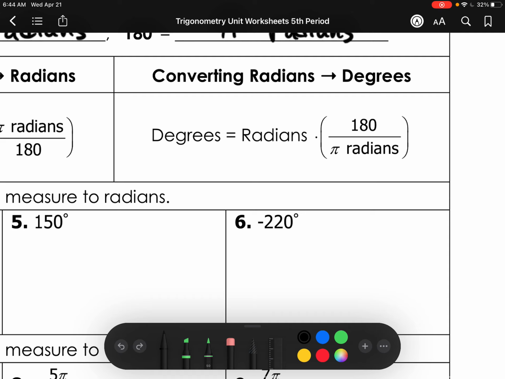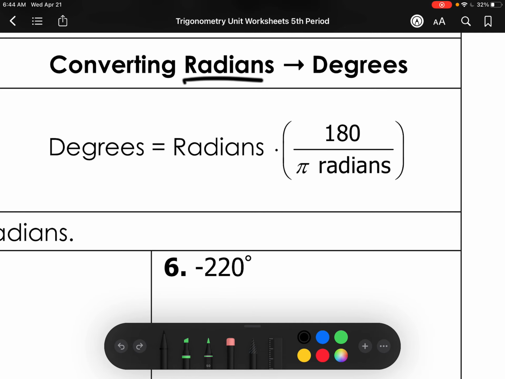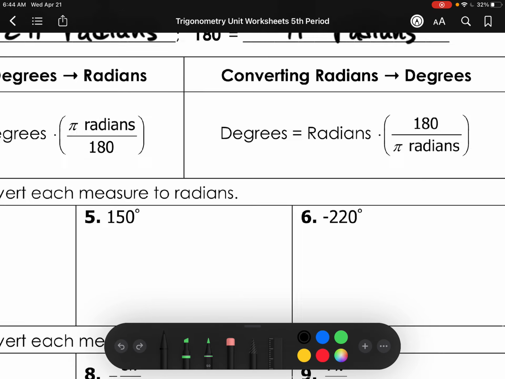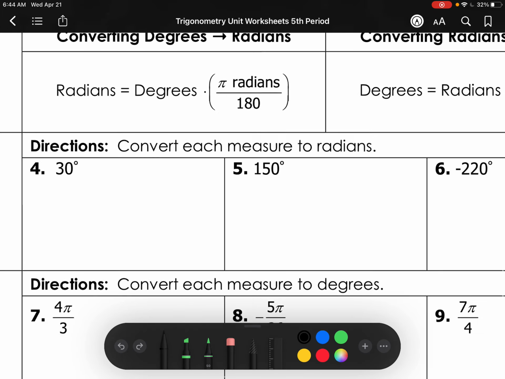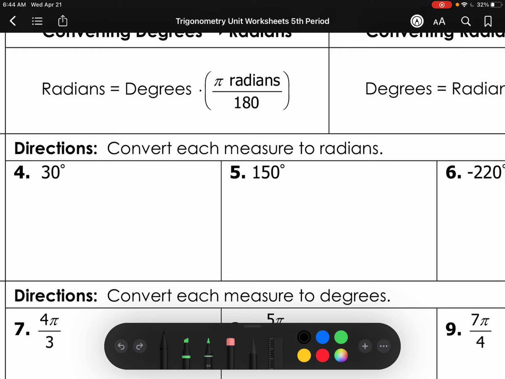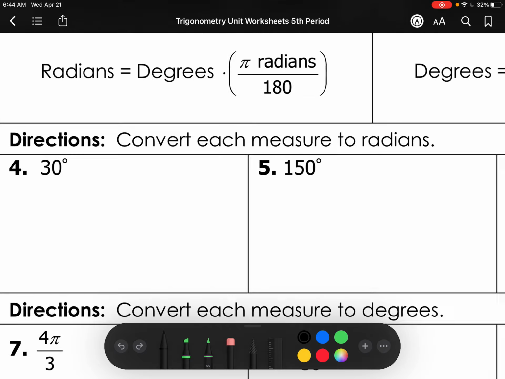And then if you're converting from radians, so if you're given radians and you want to find how many degrees that radian is equivalent to, you're going to do radians times 180 over pi radians. It's going to make a little more sense once we apply it. So let's go ahead and do number 4. It says convert each measure to radians.